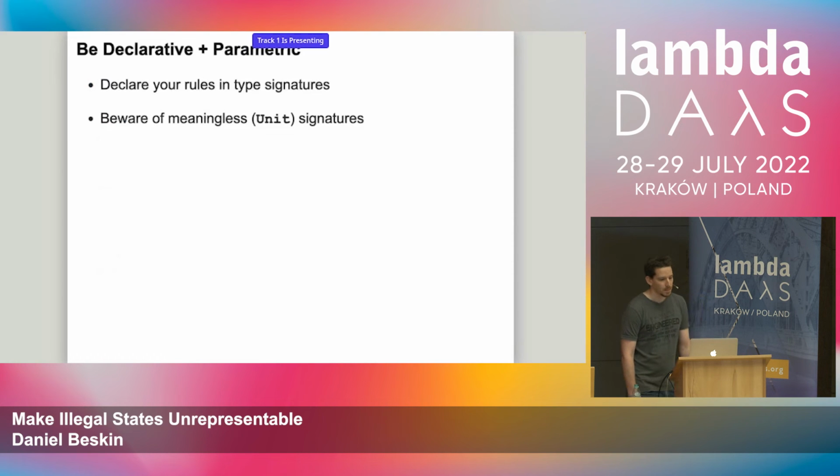So being declarative is a great way to encode your business rules directly in your types. That way the compiler can help you enforce those rules, making every breakage of the encoded rules impossible at compile time, and thus unrepresentable.